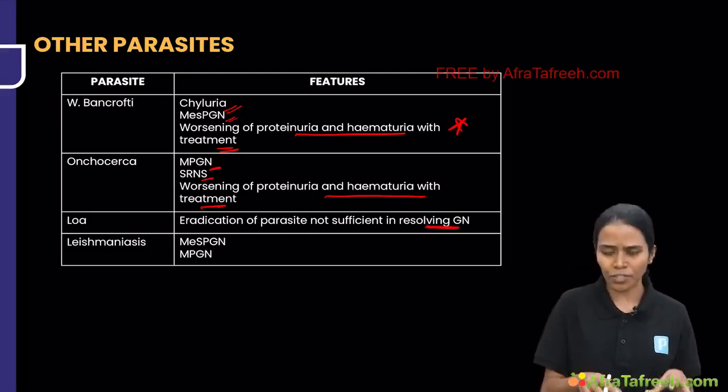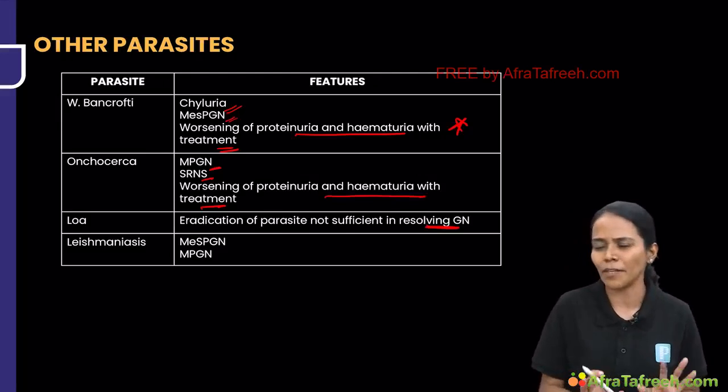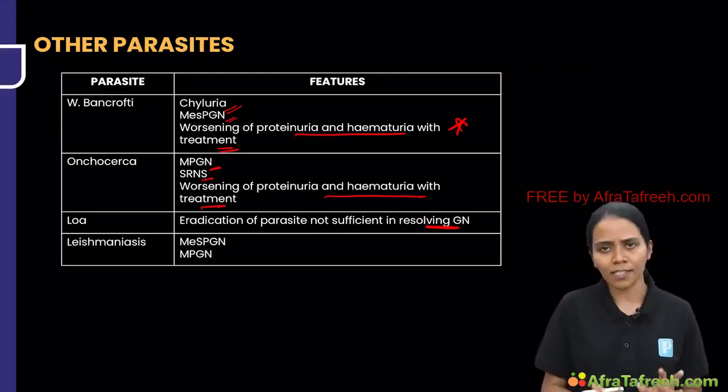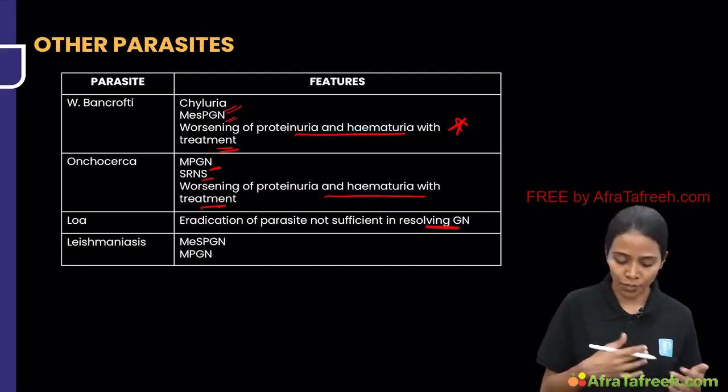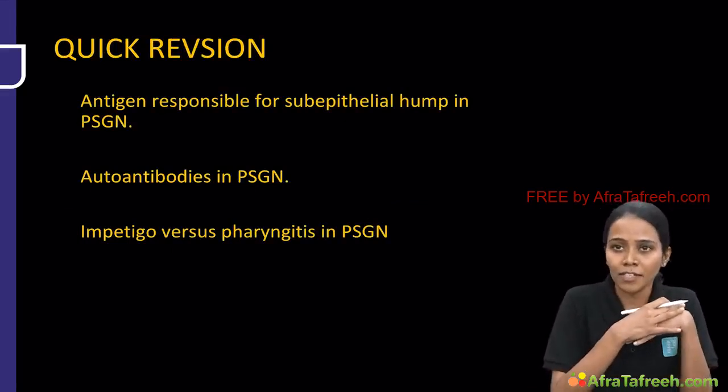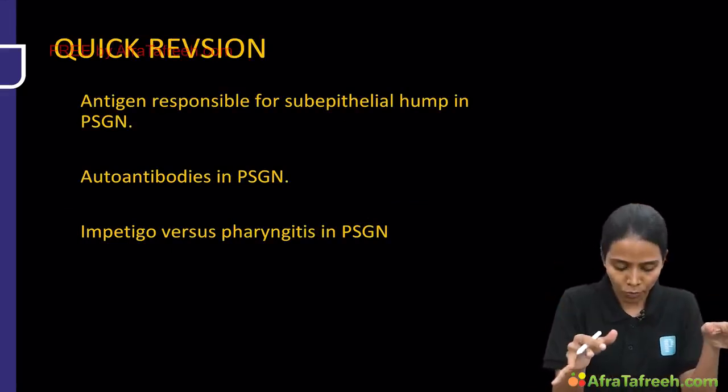So see, I have just put the salient points which can get picked up as MCQs, but I don't think these will be asked. Okay, leishmaniasis again can cause mesangioproliferation and MPGN. Now, coming to quick revision after this laborious session.